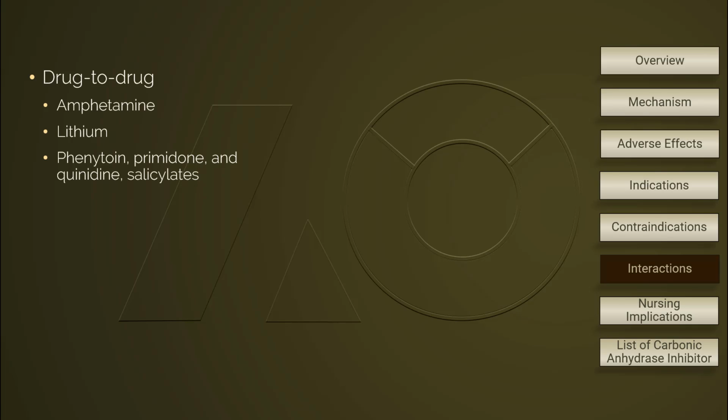Acetazolamide increases urine pH. It can decrease clearance of amphetamine. Effect of lithium is decreased with acetazolamide because the excretion of lithium is increased. Toxicity of phenytoin, primidone, quinidine, and salicylates can be increased because acetazolamide decreases the excretion of these medications.